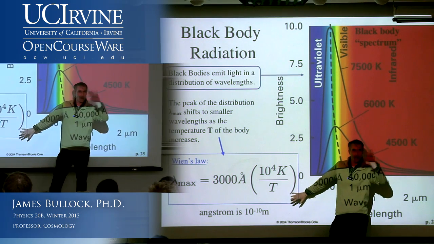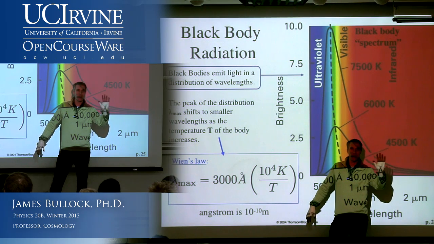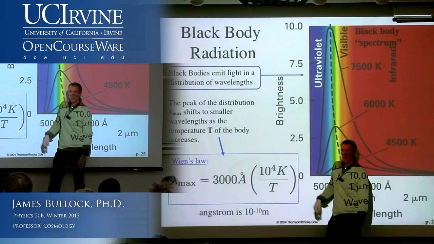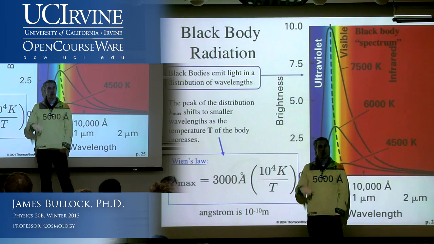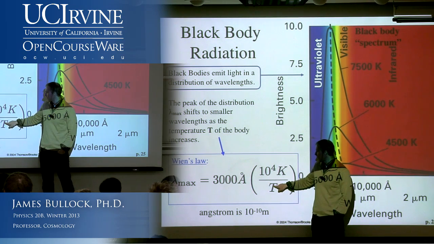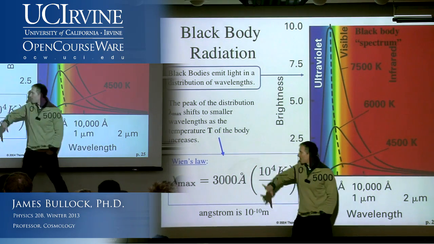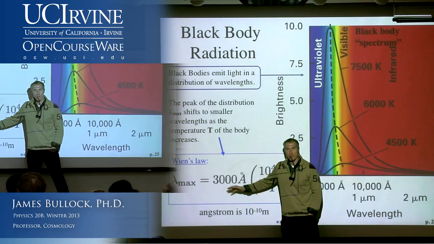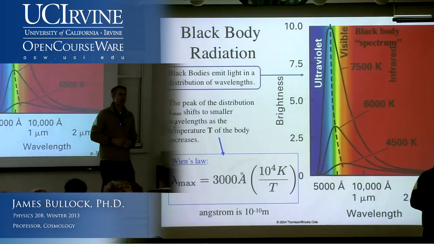It's written in this way because this is a really easy way to use this formula. There are other ways to write Wien's law. If you type Wien's law into Google, you'll get lots of different ways of writing it. But this is a very simple way because, for example, if the temperature of the thing is 10 to the 4 Kelvin, then I plug 10 to the 4 Kelvin in for T, this whole thing becomes just 1, and the peak wavelength is at 3,000 angstroms. An angstrom is 10 to the minus 10 meters.